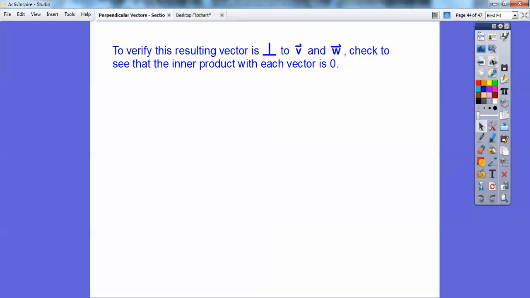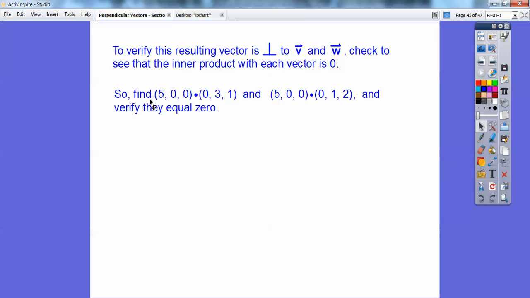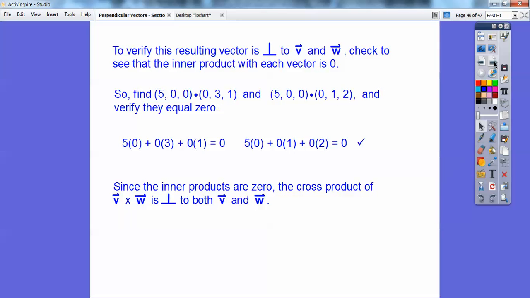To verify that the resulting vector is perpendicular to the vectors v and w, you check to see that the inner product is 0. Since this is my cross product result, I'm going to verify that this equals 0 and verify that this equals 0. If it equals 0, then they're perpendicular. Remember, it's this times this plus this times this plus this times this. That gets me 0. Over here I get 0, so they both equal 0.